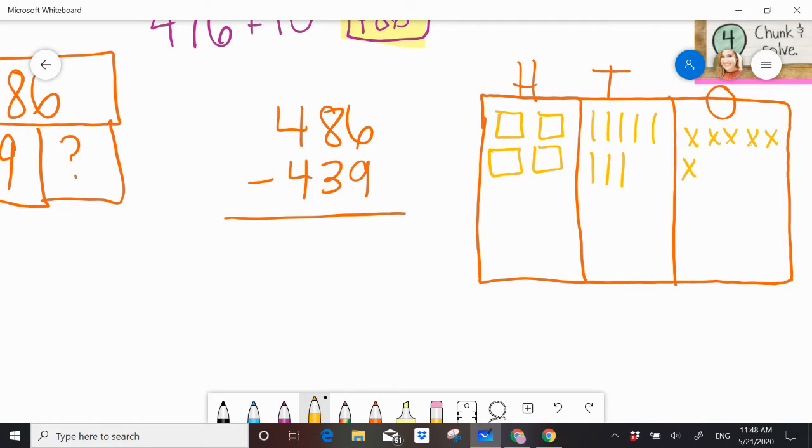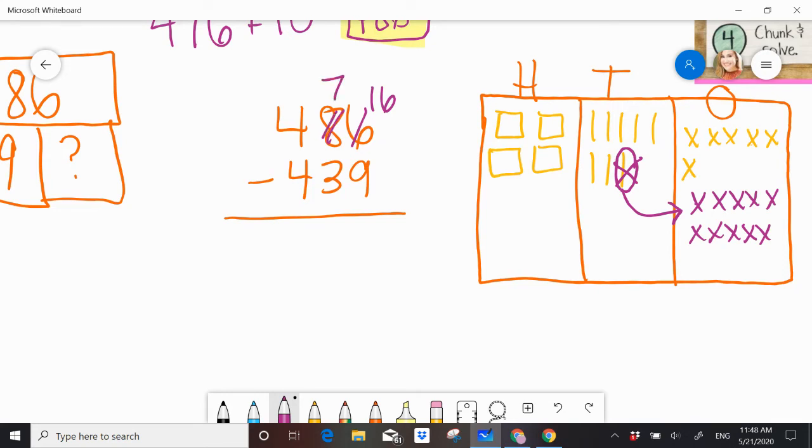Great. Now, let's take away 9 ones. Oh, I can't. 6 minus 9, I can't do that. So I need to go next door and get 10 more. Make sure I cross out this 10 though. Now I'm going to break it up. 1, 2, 3, 4, 5, 6, 7, 8, 9, 10. Now I don't have 6 ones. I have 16 ones. And I don't have 8 tens, but I have 7 tens. Make sure your work matches mine.